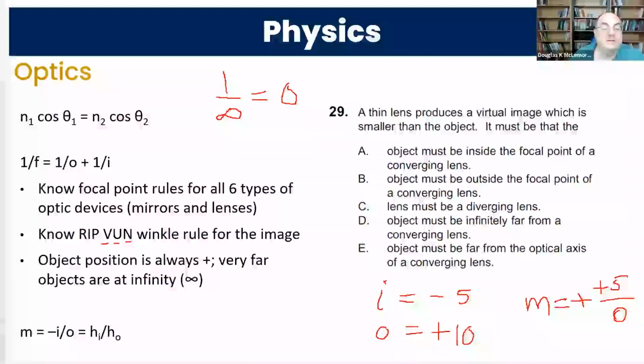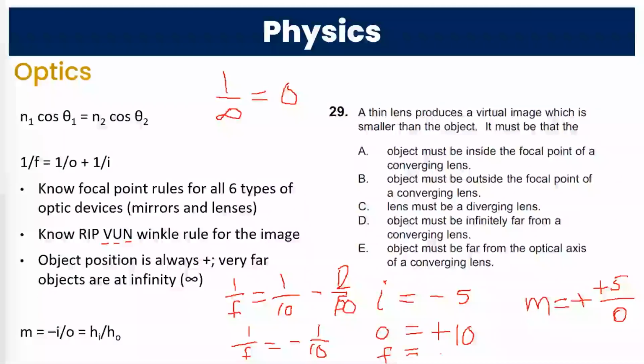Then what would that make my focal point? If I've got 1 over focal point equals 1 over 10 minus 1 over 5, that tells us this is -1 over 10. So 1 over focal point is equal to -1/10, or my focal point then is equal to -10.